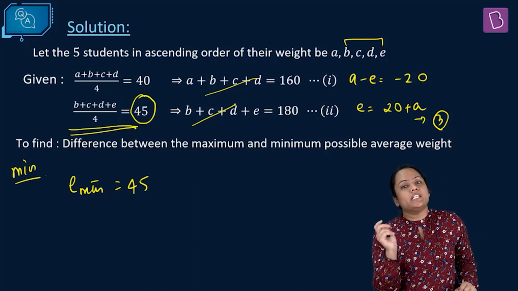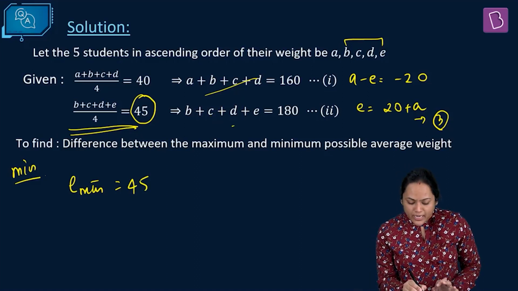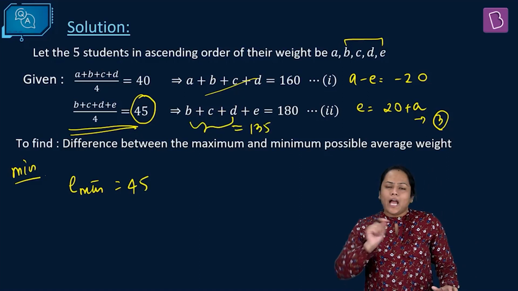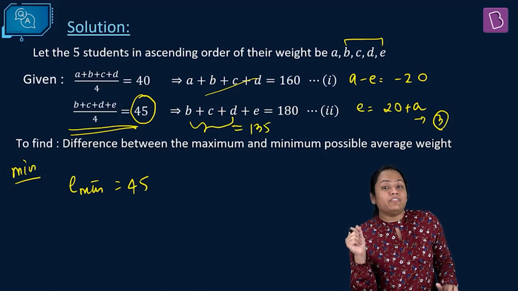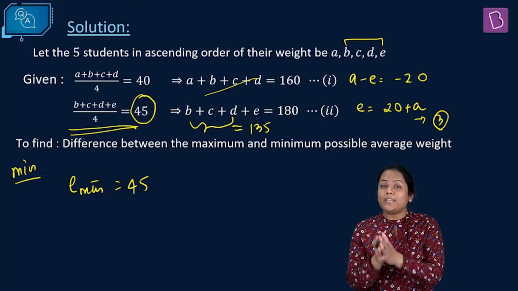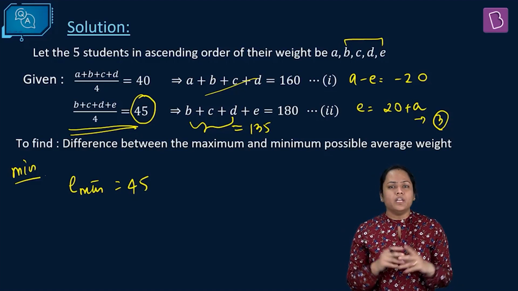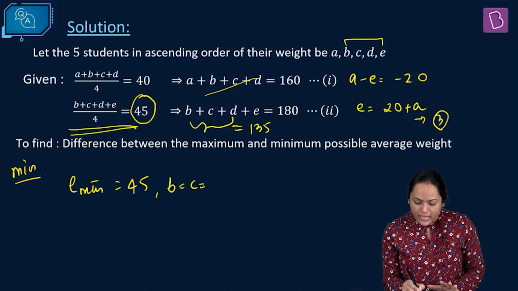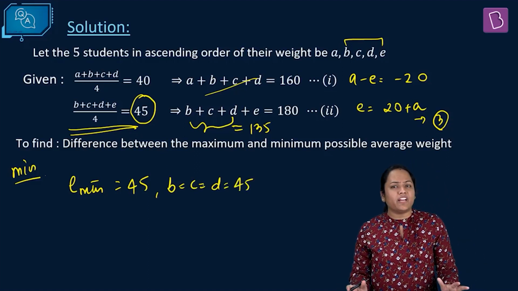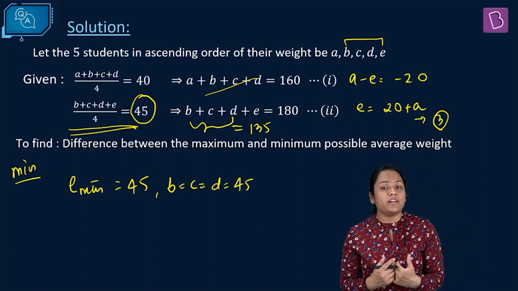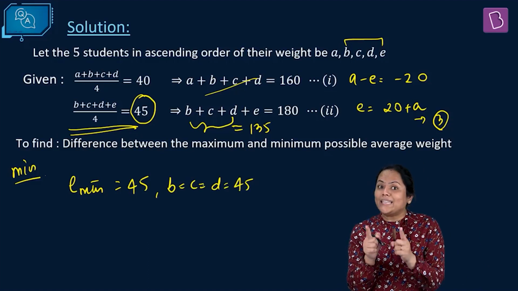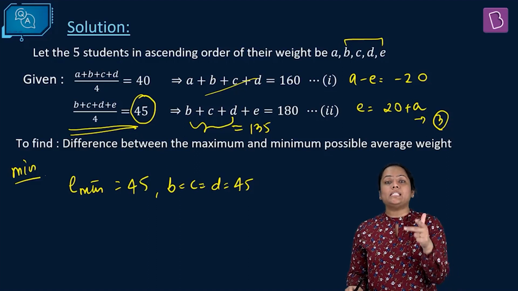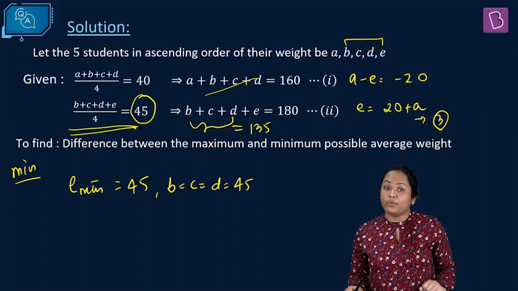So if my E is 45, I can say from here that B plus C plus D is equal to 135, isn't it? And if B, C, D are 135 and obviously their values have to be either 45 or less than 45, there is only one case possible: B, C and D also should be equal to 45. Because again, if they are less than 45, the sum can never be equal to 135, right? So that means for the minimum scenario, E, B, C, D, all four should be equal to 45.